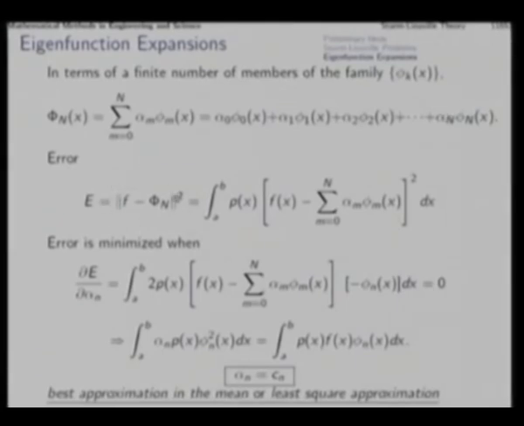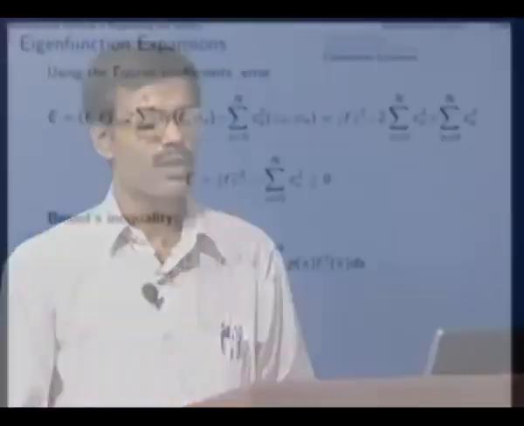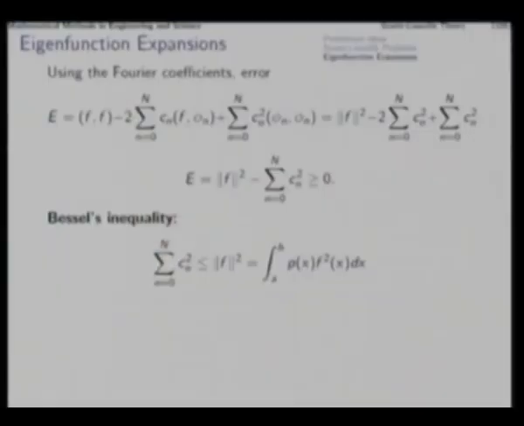And that is why the least square approximation, or as it is called, the best approximation in the mean, involves these orthonormal components, and the coefficients based on the inner product, as we have seen earlier.